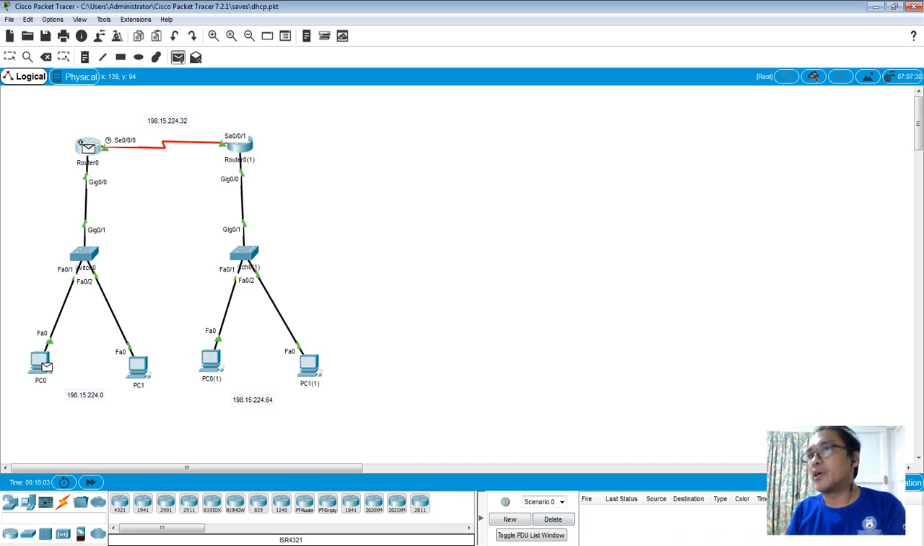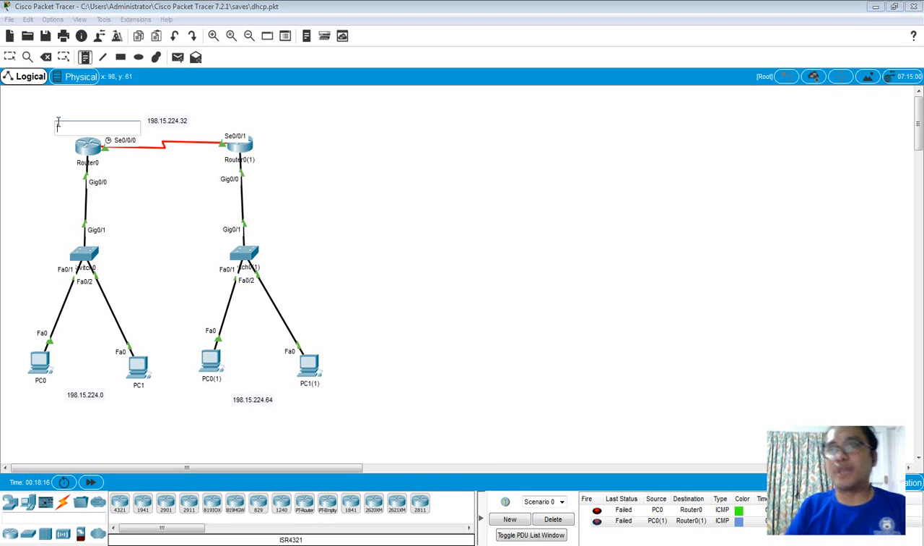Okay, ping our gateway. No. Ping our gateway. No. Why? What's the reason? Number one, we don't have any IP address. So that's why in this router here we are going to elect that this router will become the DHCP. Okay, that will give an IP address to this network and to this network.